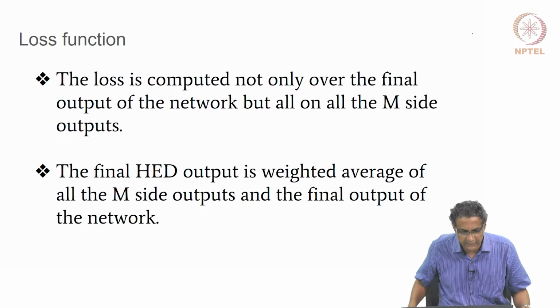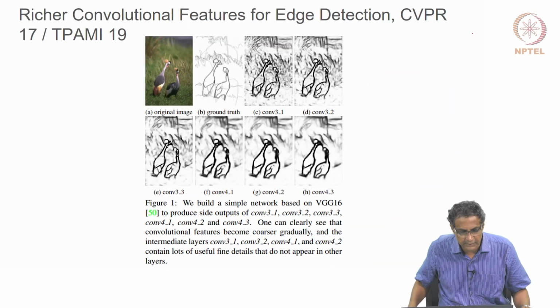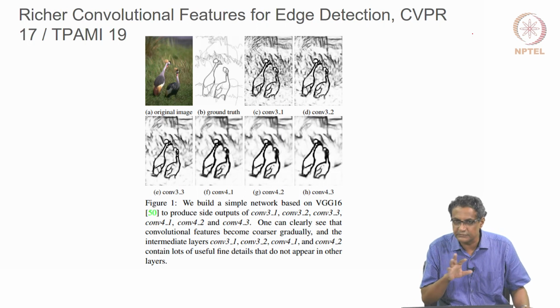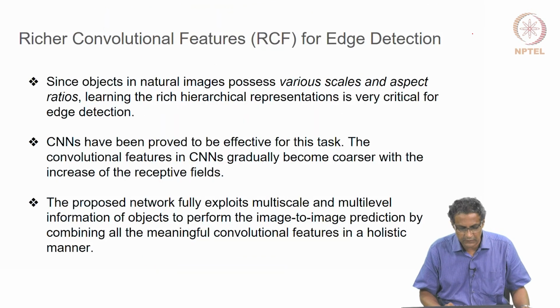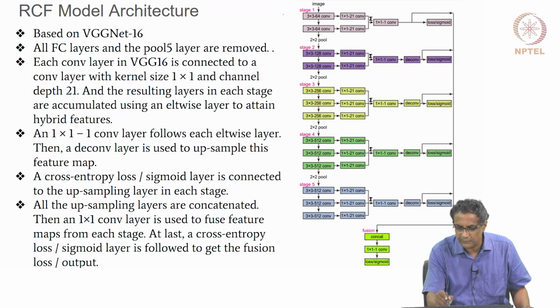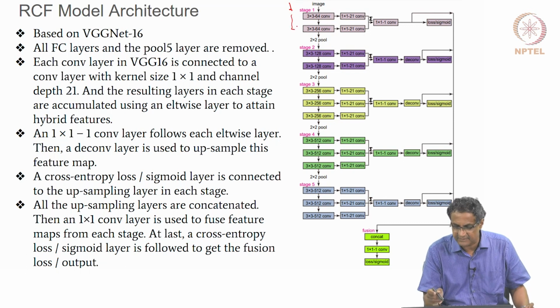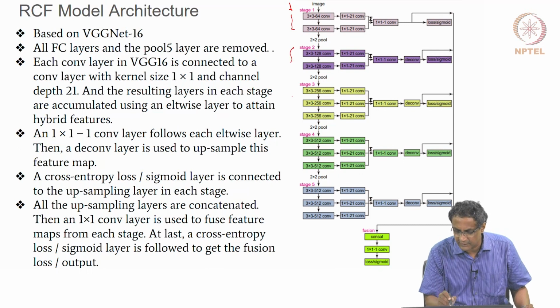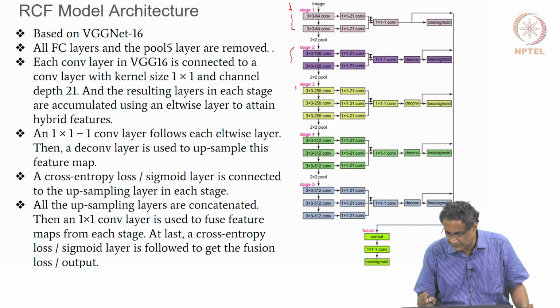Then further improvement on this came in 2019, which they called richer convolutional features for edge detection. I don't know whether it's the same bunch of authors, but roughly the network architecture is the same. You input the image from there, and this is again a VGG net 16. So you have two conv layers, then 3, 3, 3, 3, and of course the final fully connected layer is all removed.